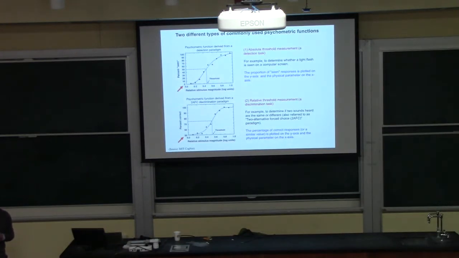Now, this is so easy. If you want to read more about what a two-alternative forced choice is, just Google it. That's very simple. What I'd like you to do is fully understand these two types of tasks and be able to design experiments and derive psychometric functions. I'll give you homework to exercise that. Let me give you another example.